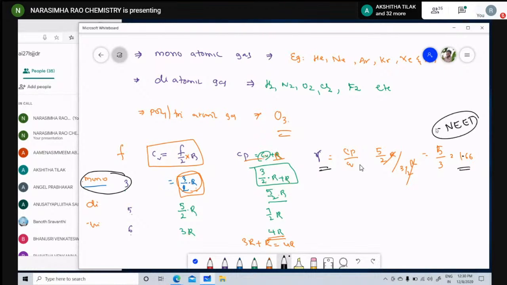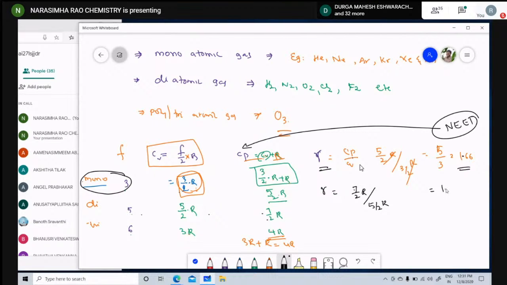ఈ పాయింట్ కోసం నేను ఇదంతా డిస్కషన్ తీసుకొచ్చాను. మిడిల్ లోకి వచ్చి అడుగుతూ ఉంటారు సార్ 1.66 ఎలా వచ్చింది. That's why I'm solving the total thing, going back and forth would delay. Right, write this, this is gamma for Cp by Cv. Cp value is how much for diatomic gases? 7/2 R by 5/2 R. R and 2 cancel. 7/5 is equal to 1.4.